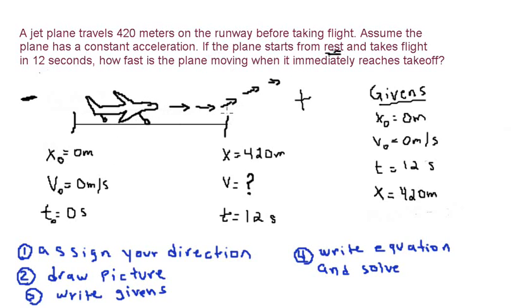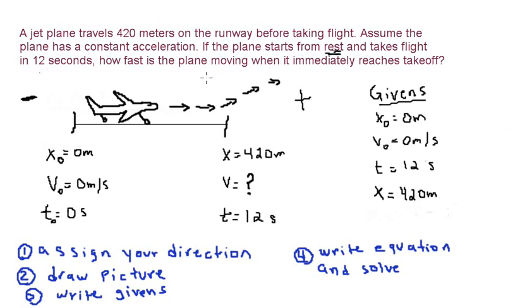We're looking for the final velocity of the plane when it reaches these 420 meters. We don't know what the final velocity of the plane is, so I can't write it down. I put a question mark. That's what we're looking for. We know that the plane takes off in 12 seconds. So 12 is the final time of takeoff. Okay, and the initial time is 0 seconds.